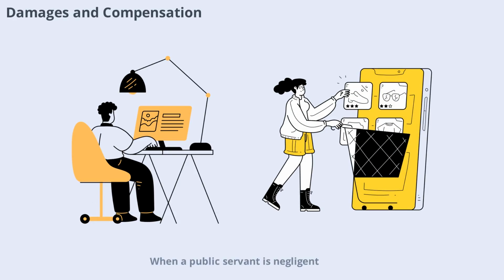When a public servant is negligent, compensation for the aggrieved person is often more important than punishment. Courts in India have increasingly held the government liable for damages, even in cases where sovereign functions might have previously shielded the state from liability. This shift reflects a growing emphasis on individual rights and accountability.